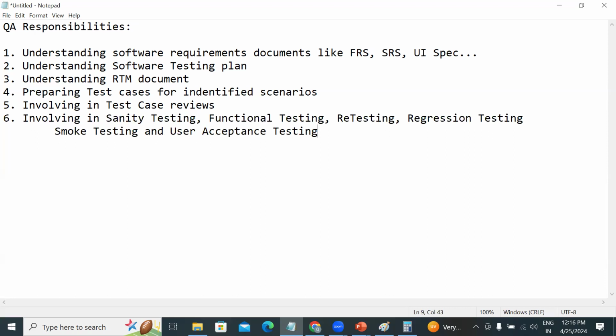Sanity testing, first smoke testing. Some companies sanity smoke, smoke sanity.